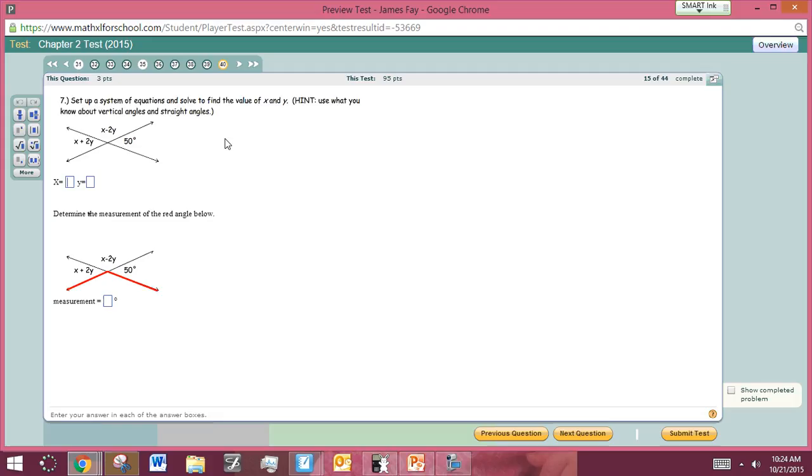Okay, here we wanted to set up a system of equations. If we look at those two angles there, they form a linear pair. So I'm going to say x plus 2y plus x minus 2y equals 180. And then if I look at those two, they form a linear pair, so I'm going to go x minus 2y plus 50 equals 180.